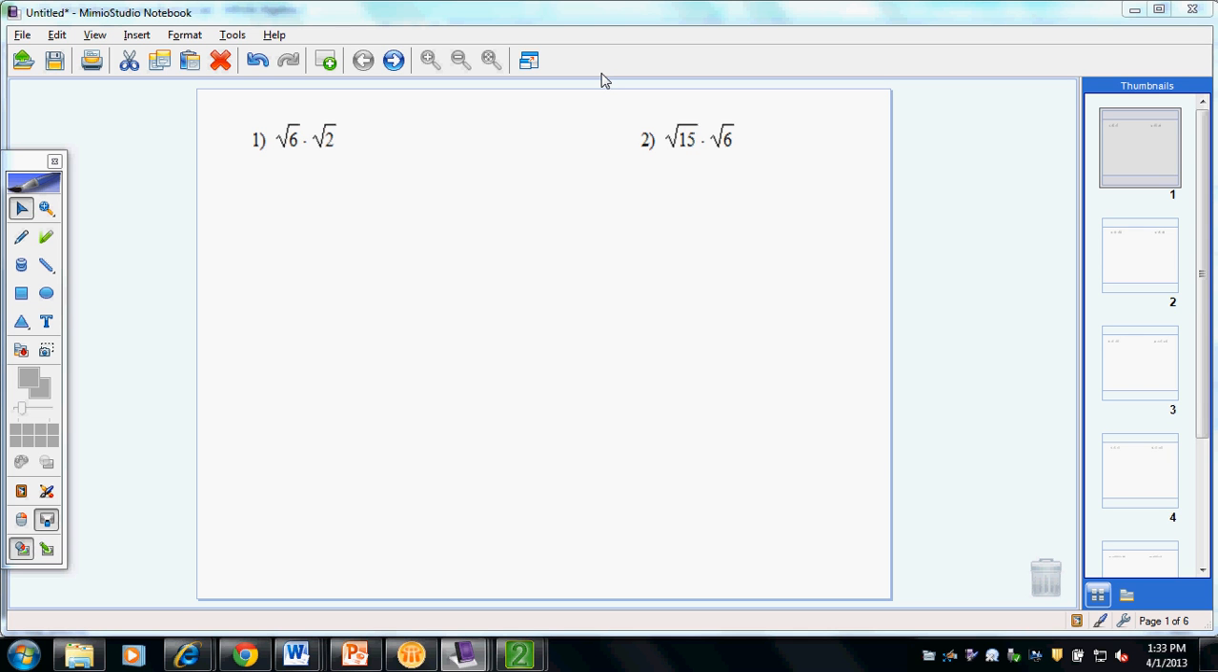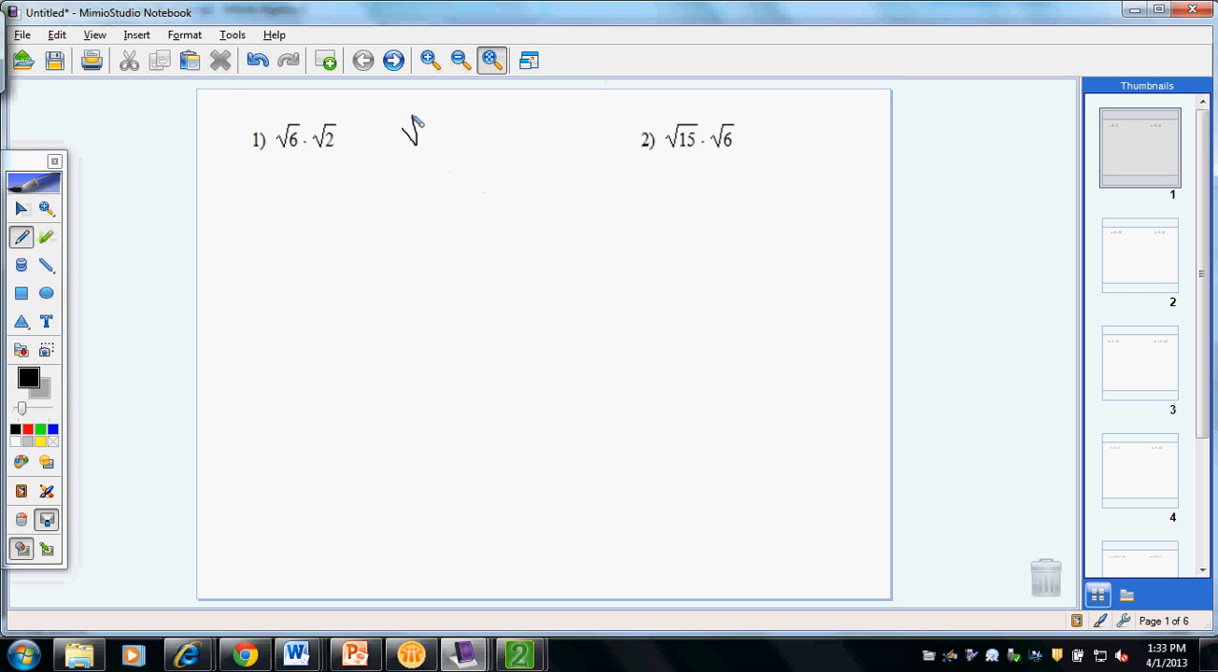So in multiplying square roots, it's important to remember that if we have the square root of some number, a being the radicand, times the square root of another number, b also being a radicand, then the rule says that we are going to be able to multiply both of them underneath the same radical.